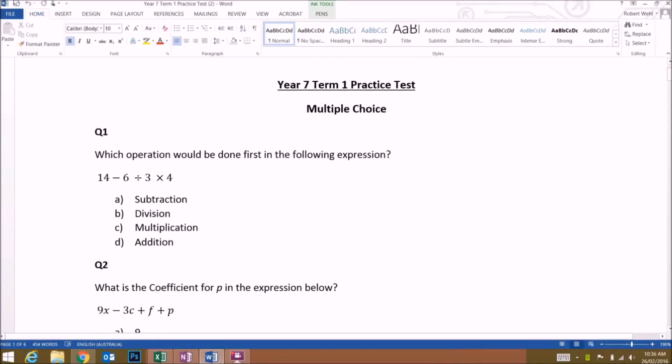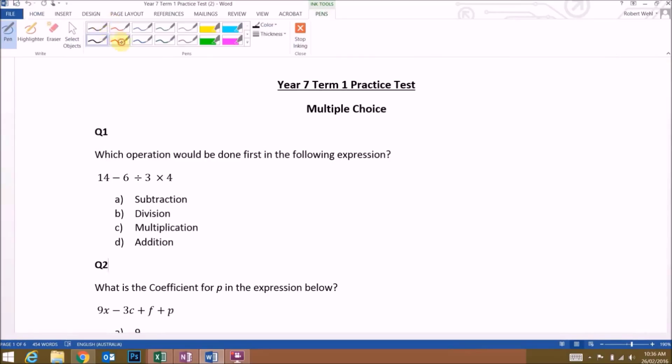Okay, so we're going through the second practice test and we're having a look at these questions. Which operation would be done first in the following expression? Let's have a look at this question. Firstly, whenever I'm looking at order of operations questions, I look at how many operations I'm dealing with. In this instance, I'm dealing with 1, 2, 3 operations. Those operations are minus, divide, and times in that order, left to right.